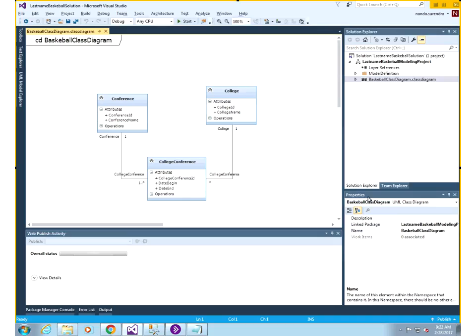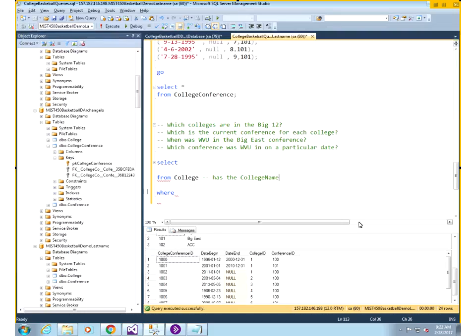Logan and Chris, you said you used two tables. Okay, so it was college conference. How did you bring that in? I inner joined college conference. I did college as C and then college conference as CC, and I did C.college ID equals CC.college ID. Okay, you can give aliases.